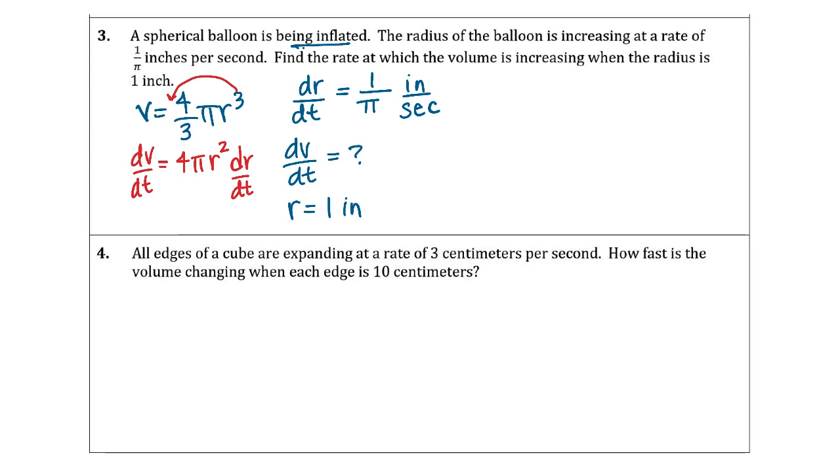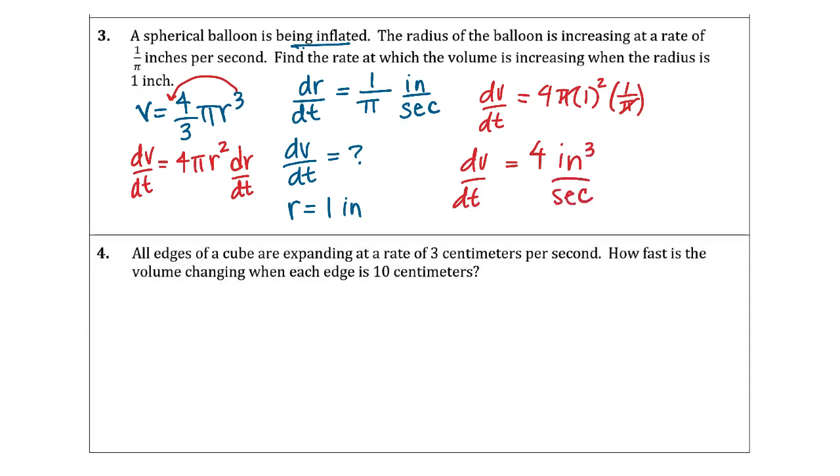Again, we're still looking for dV/dt equals 4 pi r squared. So r we were told was 1, so 1 squared times dr/dt, and dr/dt we were told was 1 over pi. So our volume dV/dt is going to be equal to, those pi's are going to cancel, 4, and then our units, well, since we're talking about volume, that's going to be inches cubed per second.